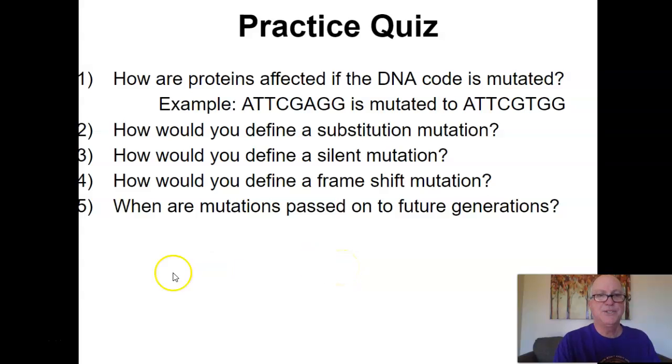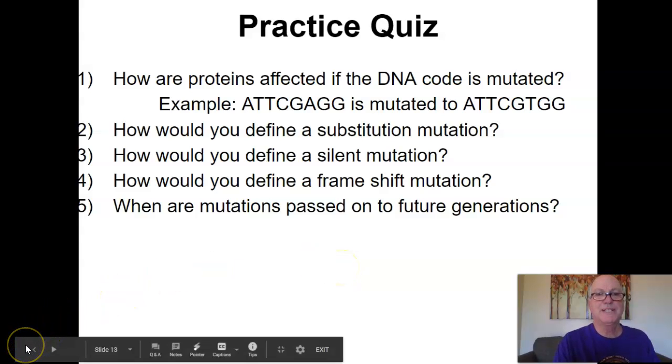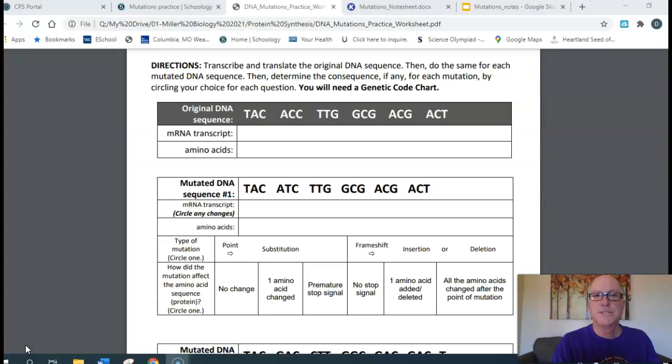And the next thing I'd like you to do is to work on the practice mutation sheet. So for this practice sheet, what I would like you to do is pretend this is the original normal gene here. You're going to transcribe it into messenger RNA, so T would go to A to U, and so forth. Then use your code table to find out what amino acids are coded for. Once you've done that, they're going to say, hey, let's see if a mutation happens here, what the effect will be. And so you'll notice this one looks like it has a T here instead of a C.